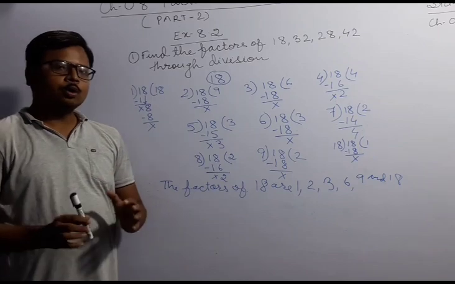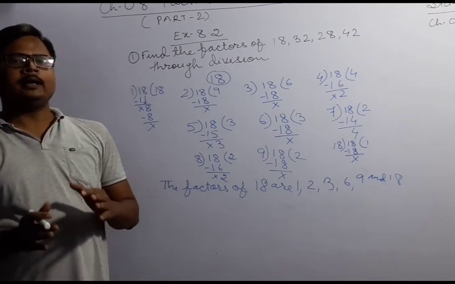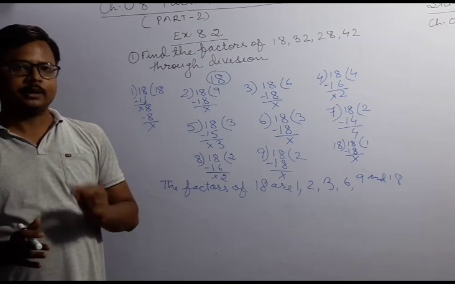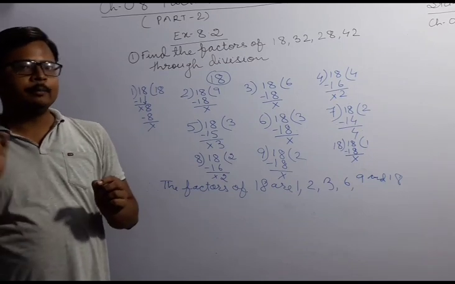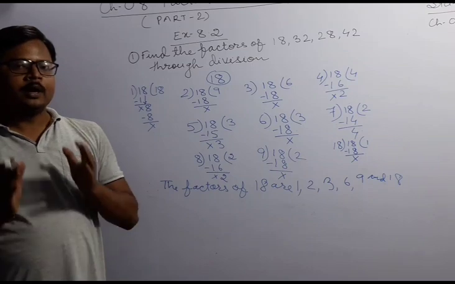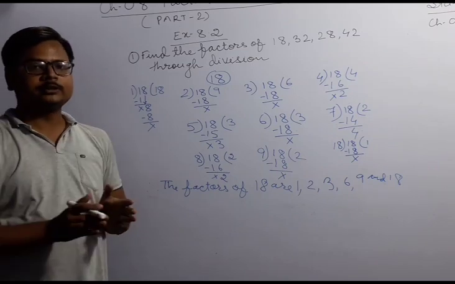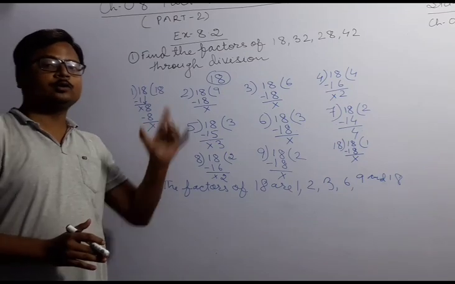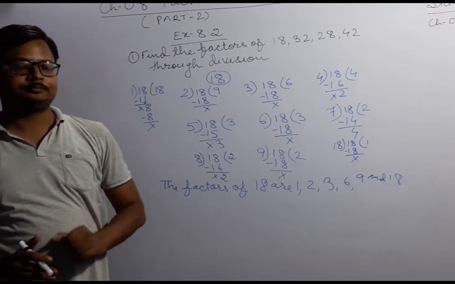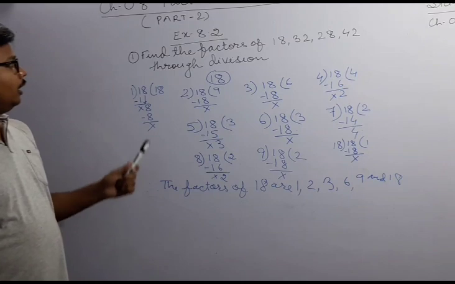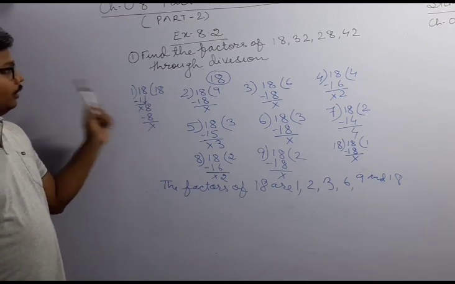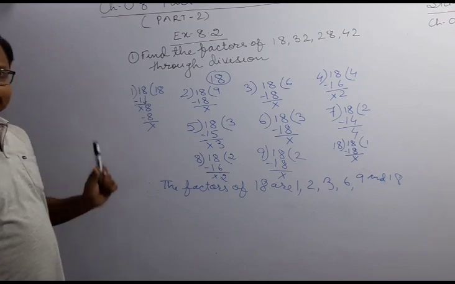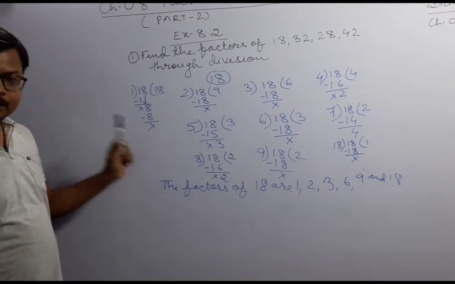18. As we all know, a number has minimum 2 factors, that is 1 and the number itself. But if the number is composite, it may have many factors. So how to find the factors of 18 through division? First of all, we will divide 18 by 1. 1 into 18 equals 18. That means we get the remainder 0.